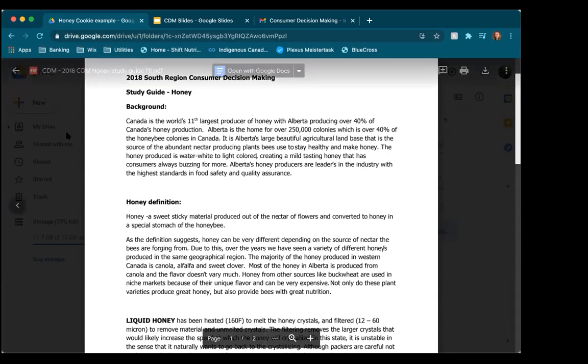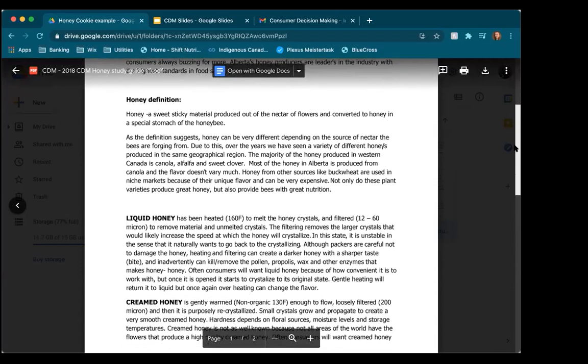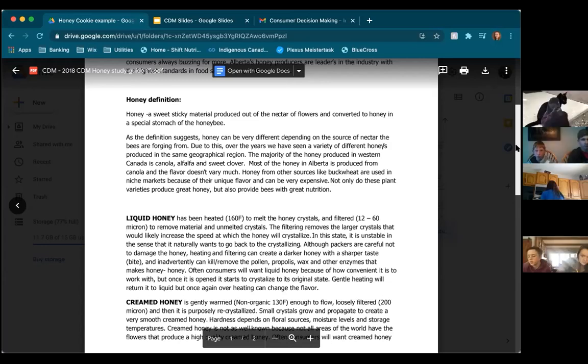Okay, here we go. That's a little introduction to it. Honey definition. Honey: a sweet, sticky material produced out of the nectar of flowers and converted to honey in the special stomach of a honeybee. As the definition suggests, honey can be very different depending on the source of nectar the bees are foraging from. Due to this, over the years, we have seen a variety of different honeys produced in the same geographical region.